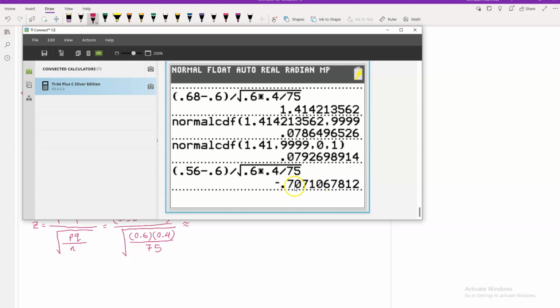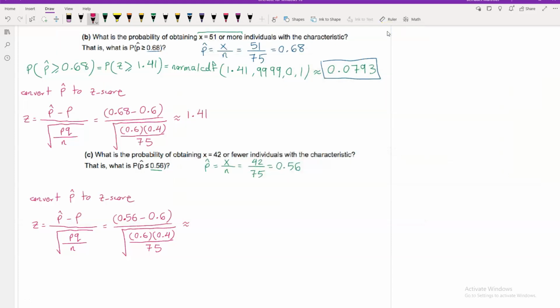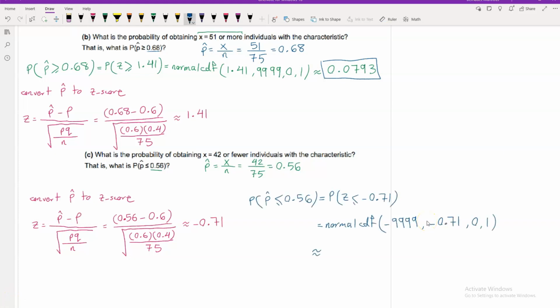So we'll find the answer based on z rounded to 2 decimal places, and also we'll find the answer for when z is not rounded, and then we can compare our answers. So probability when z is less than or equal to negative 0.71. We have to find the area to the left of z. So first we have to enter negative infinite, the z-score, comma 0, comma 1.